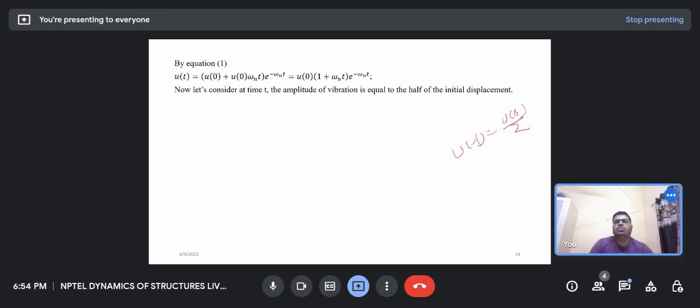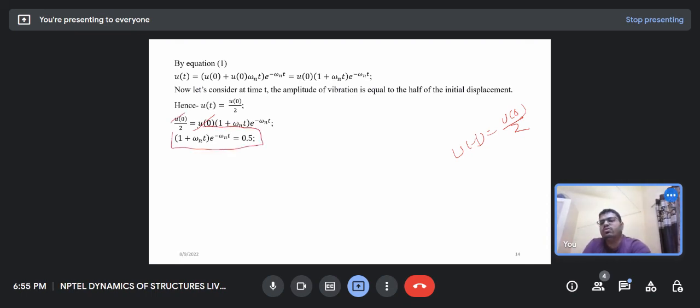Now our case is: at what time is u(t) equal to u0 divided by 2? So let us consider u(t) is equal to u0 by 2. That becomes u0 by 2 equal to u0 (1 + omega n t) e raised to power minus omega n t. So u0 cancels out on both sides. So this is the equation. Can you find out what is the value of t from here?